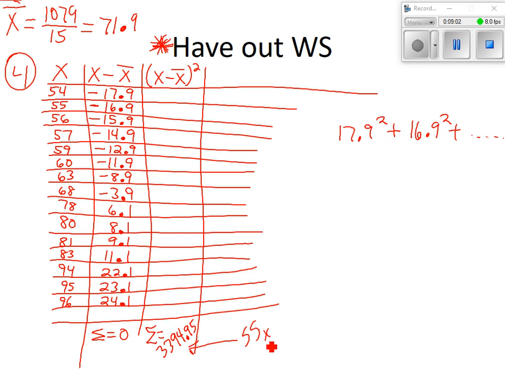All right? Once we have that, most of the time, the stuff that they'll want us to find, x bar, which we already found, was 71.9. So that's probably one of our answers. What did the paper ask you to find? Mean, median, variance, and standard deviation. So four things. So this is our mean, then the median.